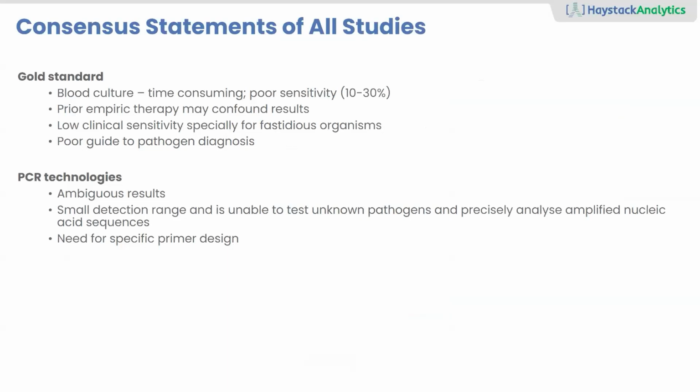If you see, the gold standard is blood culture, but it is time consuming and has poor sensitivity. Prior empirical therapy may confuse the results, and the sensitivity is very low. So, low clinical sensitivity, especially for fastidious organisms, and a poor guide to pathogen diagnosis. Similarly, with PCR technology, we have ambiguous results and a small detection range, which can detect only 10, 15, or even 20 organisms maximum, whereas NGS can detect many organisms. And PCR needs specific primers. Next slide, please.